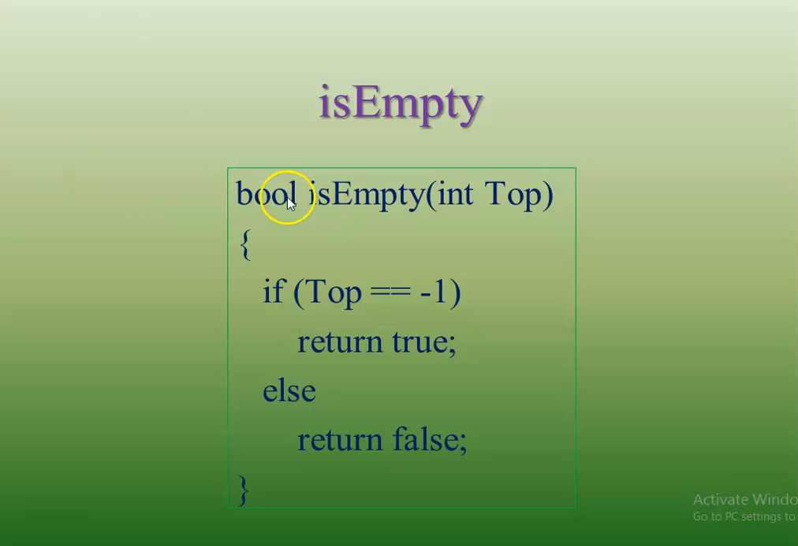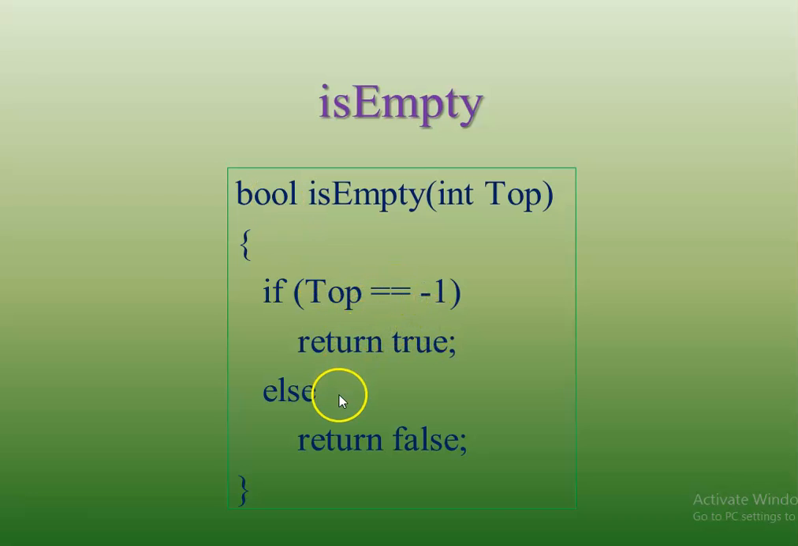So this is a Boolean function. The function returns a Boolean value. We will be passing the value of top into the function, and that value is compared with -1. If it equals -1, we can return true. That means the is empty condition is true.